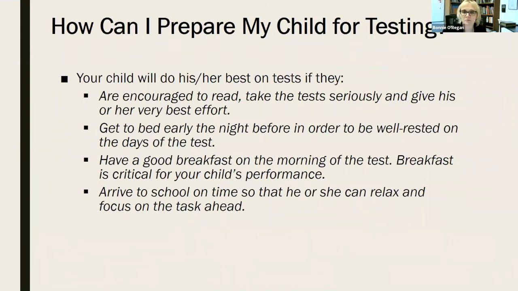How can you prepare? Read. Take the test seriously, but not so much so that they think that it's the end of the world. We want them to give their best effort, not be stressed out. Get to bed early, have a good breakfast, arrive to school on time. And again, don't worry about the makeups. We will make sure that the students are given the assessments, even if it means that we might have to go into January. We will make those placements at that point in time.